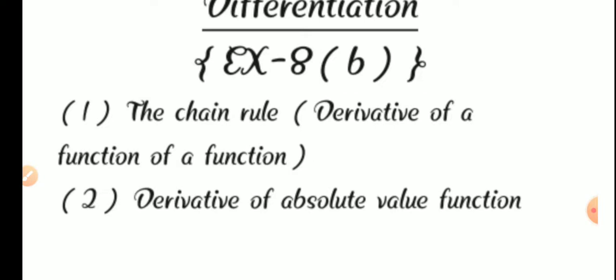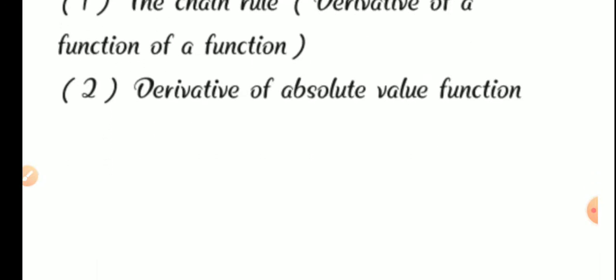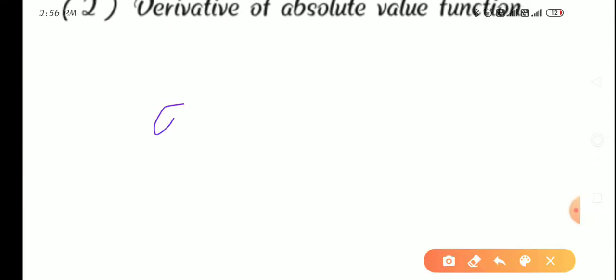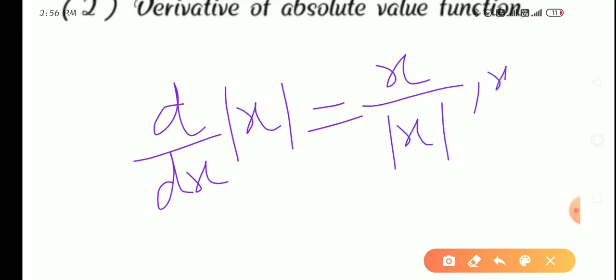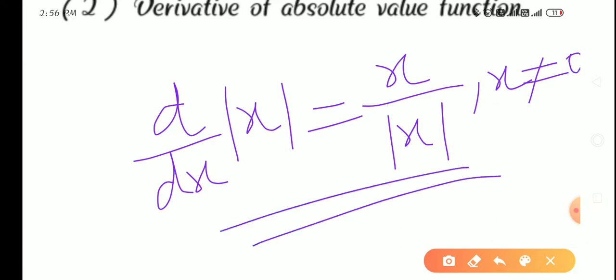Derivative of absolute value function means derivative of mod x. So you can see d upon dx of mod x, you have to learn, students, equals x upon mod x, where x is not equal to 0. So you have to learn this. Derivative of modulus function equals x upon mod x, x is not equal to 0. In the question it may come, so you can apply this differentiation. So this was the second point.